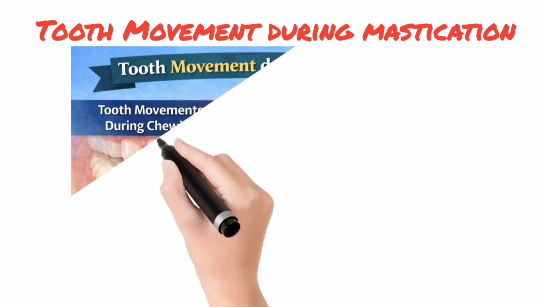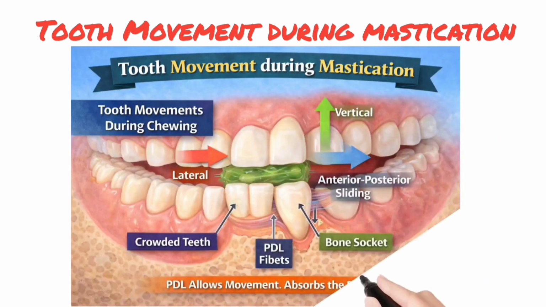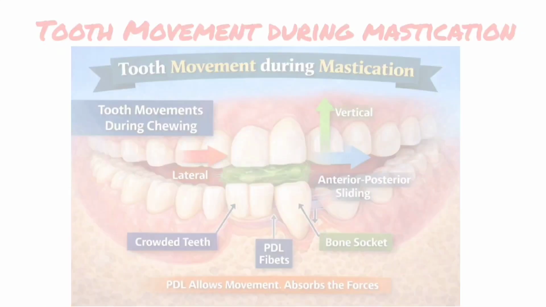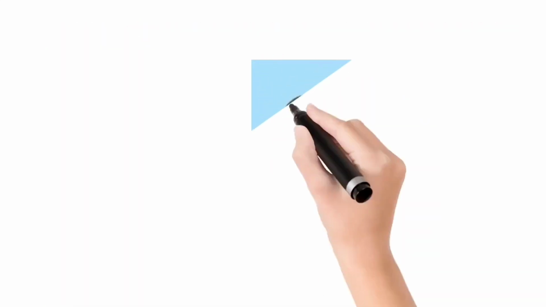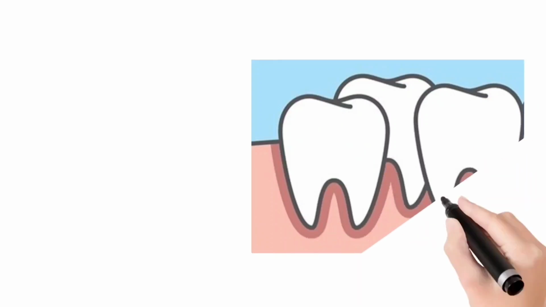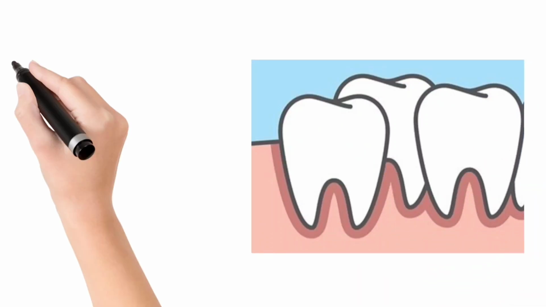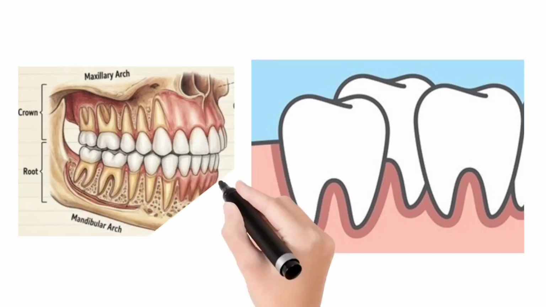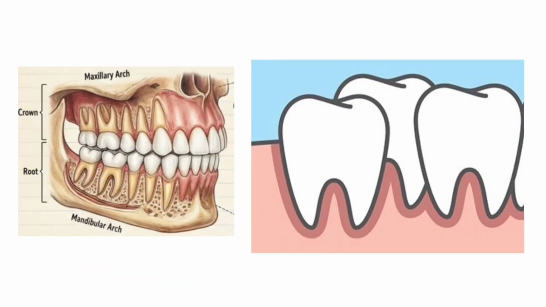When food is chewed, occlusal forces act on the teeth. These forces are transmitted to the periodontal ligament, PDL. The PDL fibers compress and stretch, allowing slight movement of the tooth. The alveolar bone and PDL absorb and distribute the forces, protecting the tooth and supporting structures.